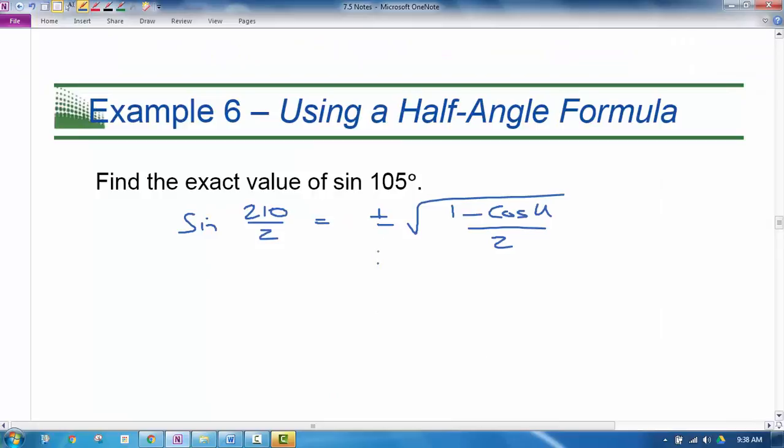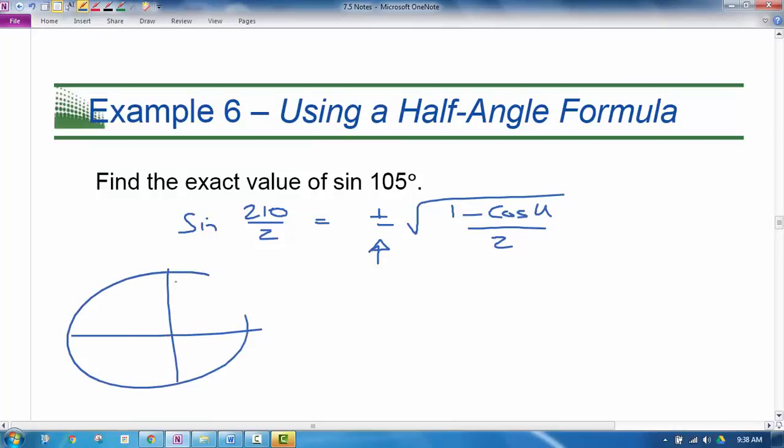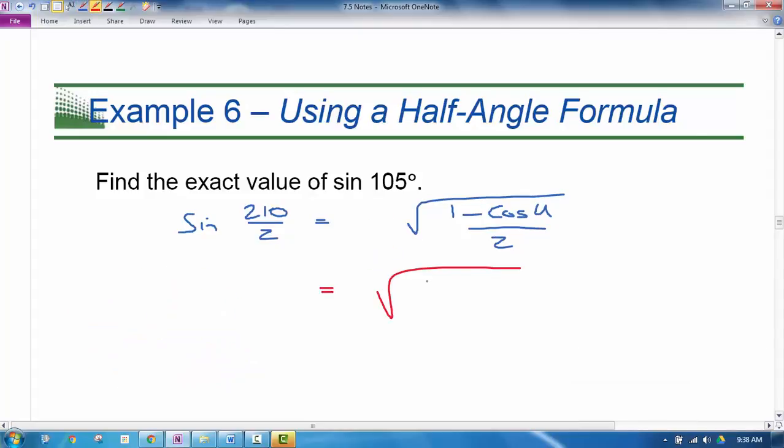Now, if we wanted to determine the sign here, let's do that first real quick. 105 is somewhere over here, a little past 90. And we know that the sine is the y value there, which is positive. So we know this is going to be positive. We can get rid of that negative sign. So let me simplify this now. 1 minus the cosine of our angle that we're using. This is u right here in the top, because the formula is the sine of u over 2. So u is 210 over 2.